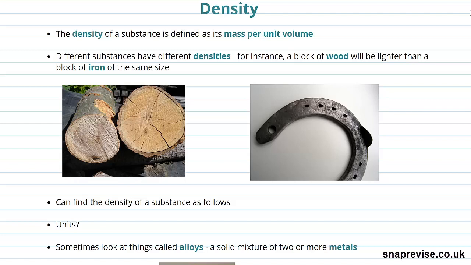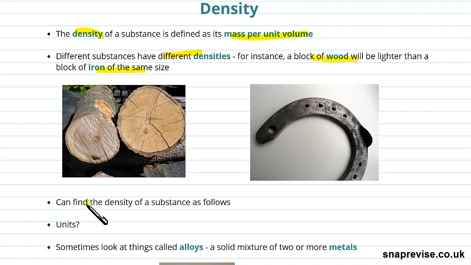So what is density? Well, the density of a substance is just defined as its mass per unit volume. So you take an object's mass, divide it by its volume, and that's its density. Clearly, different substances have different densities. So a block of wood, for example, I've got a picture of one here, is going to be lighter than a block of iron of the same size. So if you imagined that you had a bit of wood that was the same kind of size as that horseshoe, they clearly would have different masses, even though they have the same volume. And that's basically what density captures.